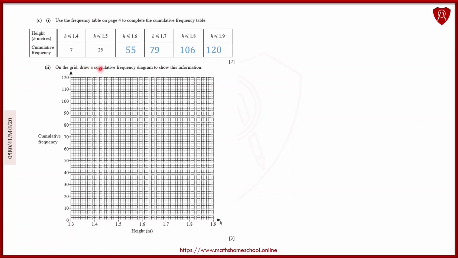On the grid, draw a cumulative frequency diagram to show this information. The grid starts at 1.3. We know there is no boy with a height lower than 1.3. We mark 0. Less than 1.4, we have 7 boys. Less than 1.5, we have 25 boys, and so on. We mark all the 7 points, and then as smoothly as possible, we join the points together to complete our cumulative frequency diagram.